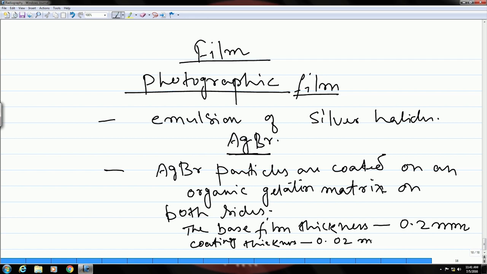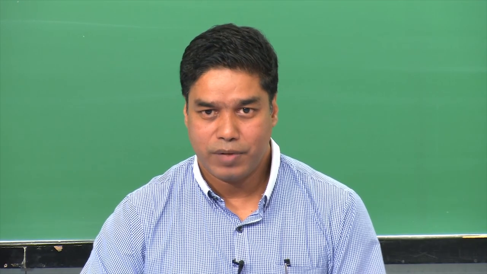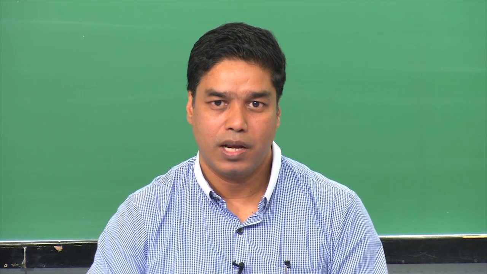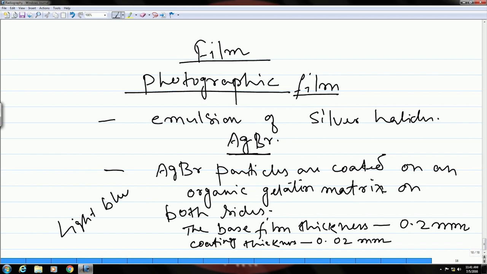Okay, so this is how the film is made. You have this emulsion which contains these silver bromide particles, and this emulsion is coated on a plastic material like a gelatin matrix as a thin coating. And if you see this film before the exposure, it looks like a light blue color film. But we have most of the time seen it as a black color film, because when it is exposed it becomes black. Before exposure, the color is light blue.